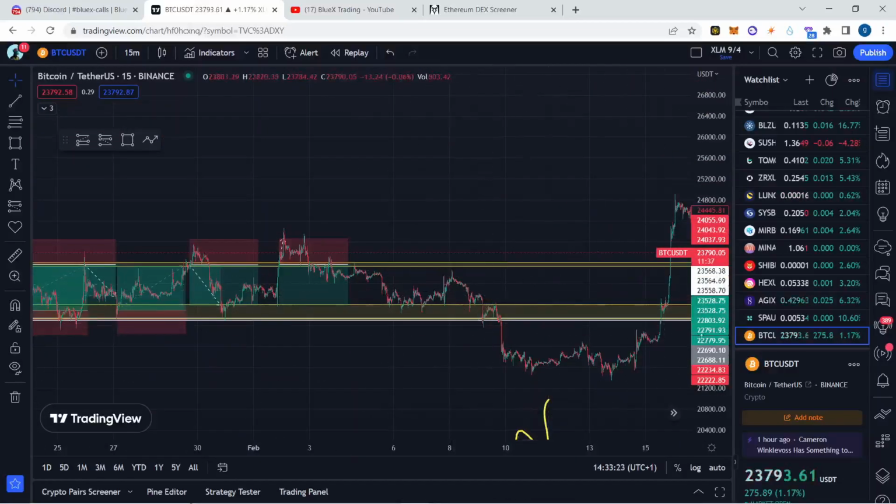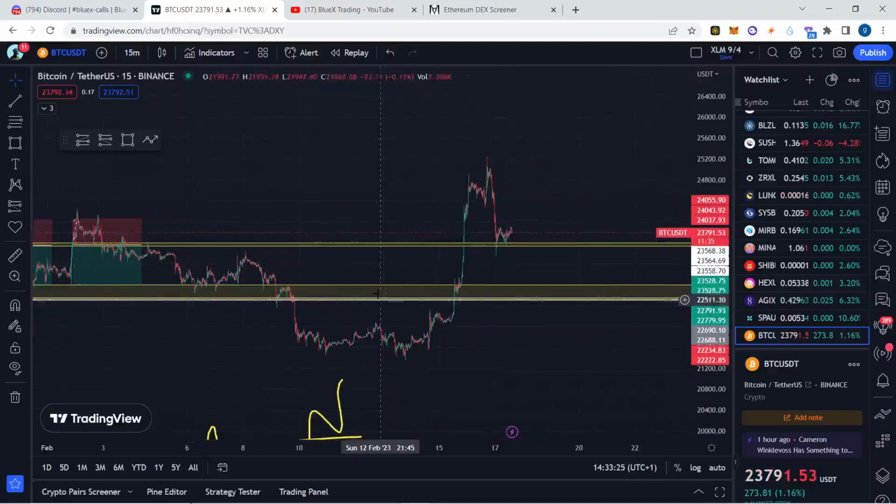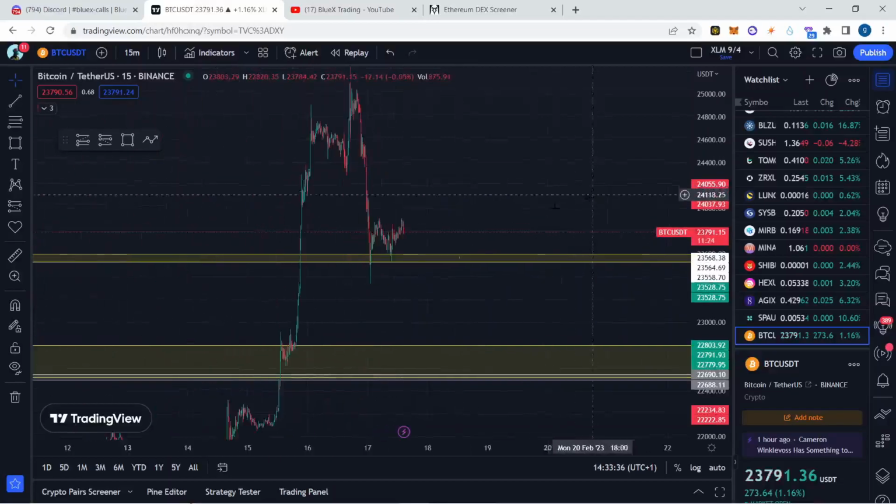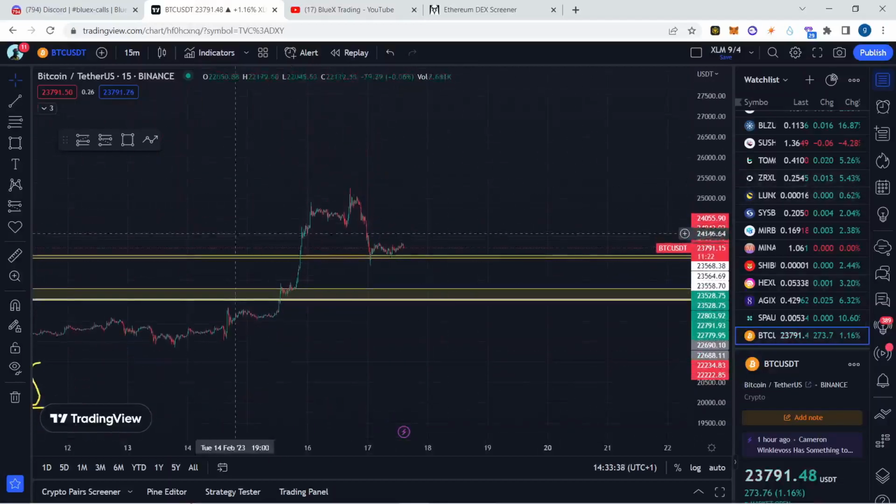This is the basic of my analysis. On top of that, I use many other things which I will explain in the future. We will get some more setups, some more things to perfect our analysis.